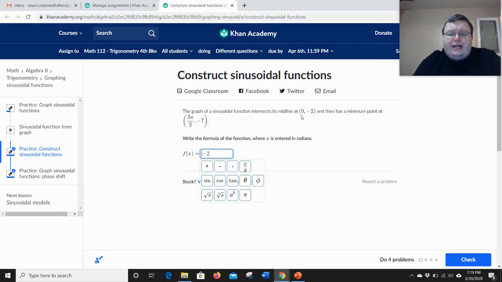So next we've got to figure out the amplitude. We'll look at the y coordinates. Between your minimum and your midline, -7 and -2, what is the difference between those? If you subtract them, you get 5. Okay, this is starting at a midline, and it's going to go to 5.